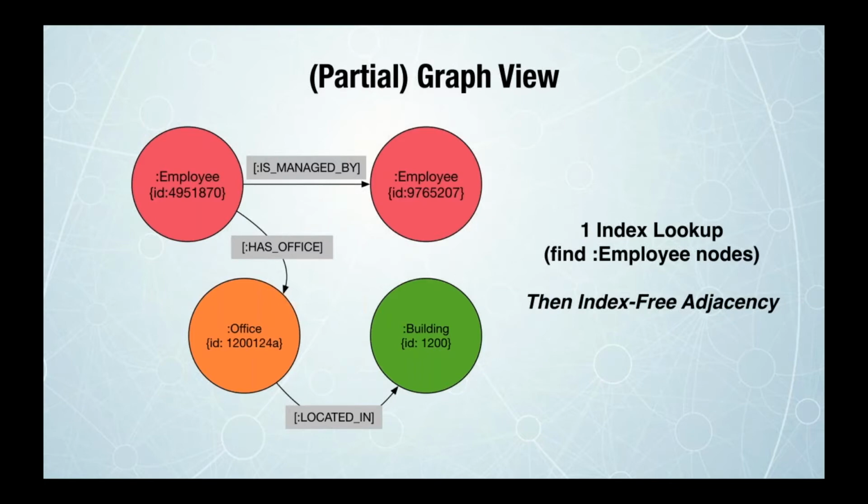We call this index-free adjacency, because what it means is you're really doing pointer arithmetic in memory to get from an employee to an office to a building. And as you computer scientists know, pointer arithmetic is a really cheap operation. Much cheaper than doing many, many index lookups. And this is really what gives Neo4j as a native graph database the performance advantages that you're looking for.